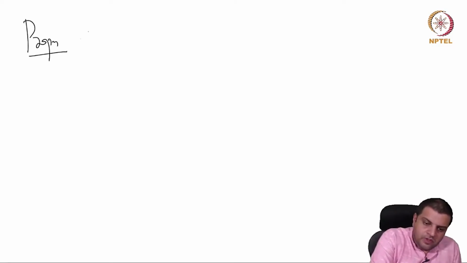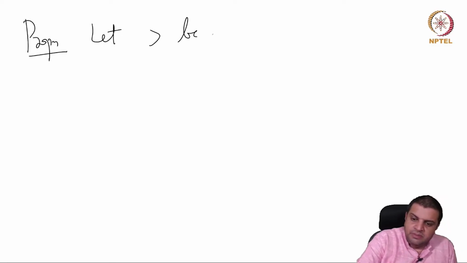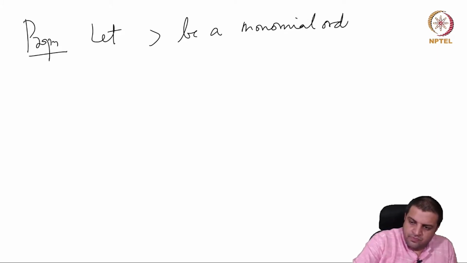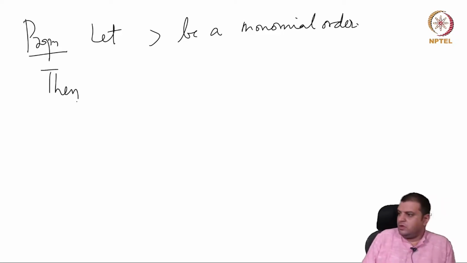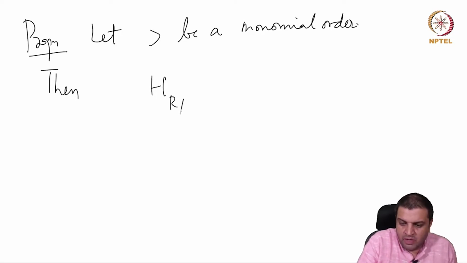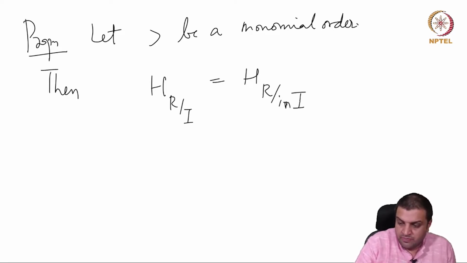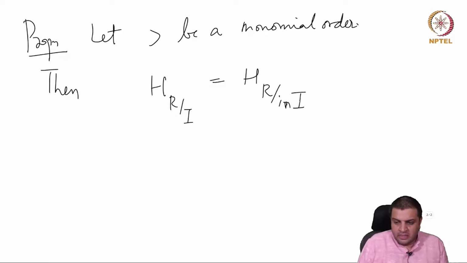Okay, proposition. Let greater than be a monomial order. Then the Hilbert series of R mod I is the Hilbert series of R mod the initial ideal of I. Okay. We can't talk about Hilbert series if it were not graded. The initial ideal is always graded. It's an ideal generated by monomials, so it's always graded. But if I is not homogeneous, the left side is not a meaningful object.